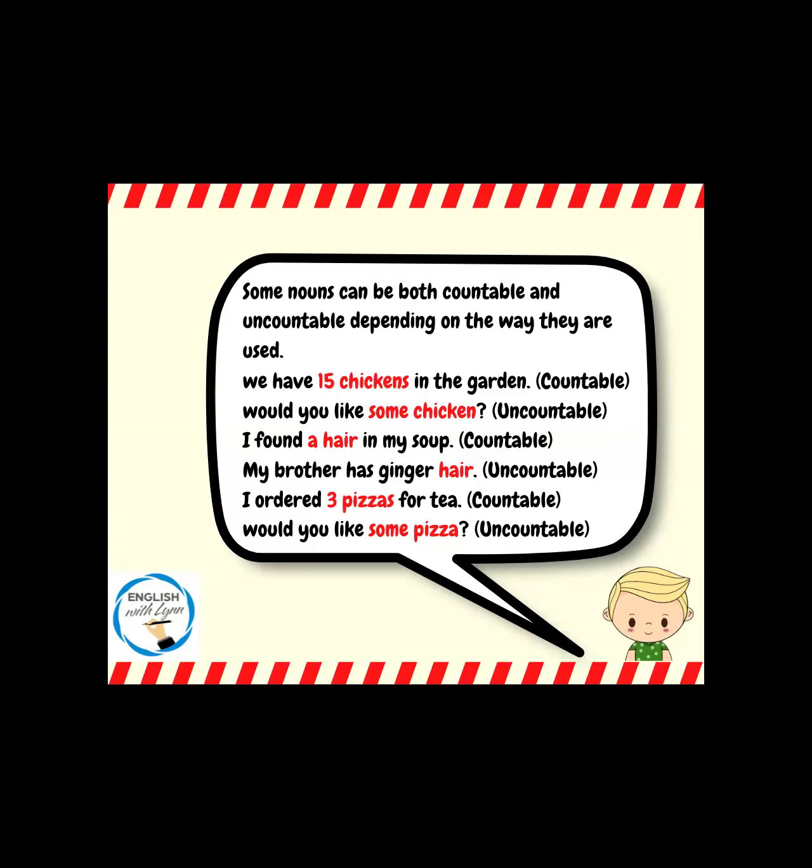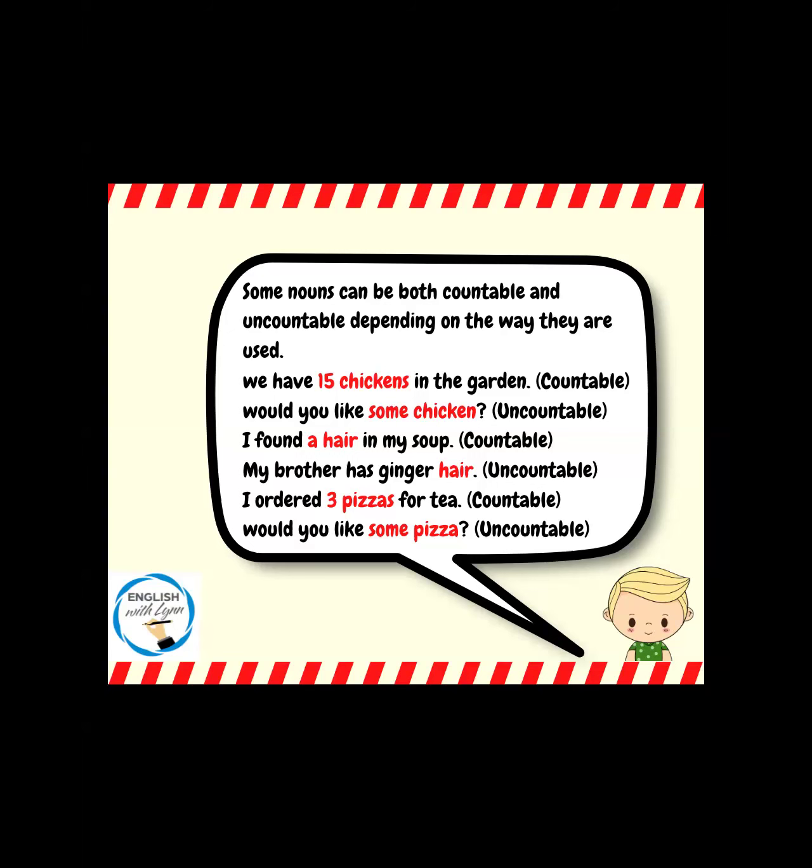And same as hair. If you're talking about you've found a hair in your soup or you've found 2 hairs in your soup, that is countable because you're speaking about the individual strands of hair. If you're talking about someone that has a certain color of hair, it is uncountable because you cannot count every single strand of hair that they have.